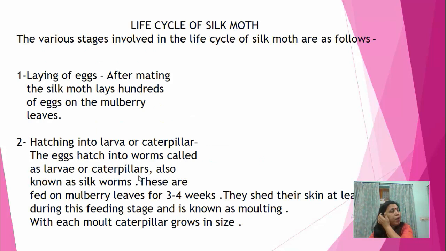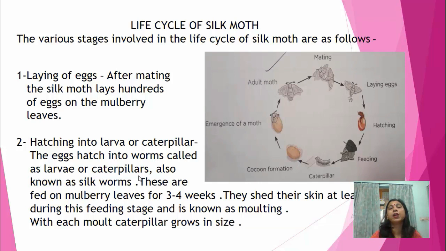Now life cycle of a silk moth. We get silk from silkworm, and from where this silkworm comes? From the eggs laid by the silk moth. The various stages involved in the life cycle of silk moth are as follows. Number one is laying of eggs.